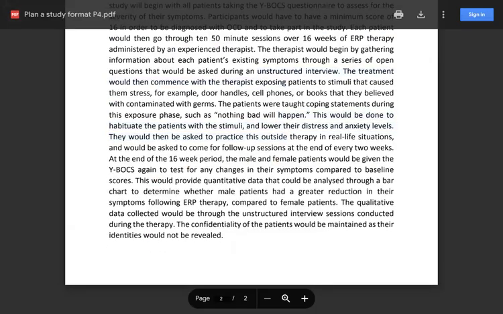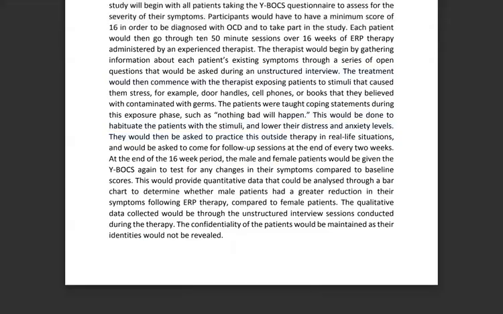This should provide quantitative data. So I have to mention the type of data that I've collected that could be analyzed through a bar chart to determine whether male patients had a greater reduction in their symptoms following ERP therapy compared to female patients. The qualitative data would be collected through the unstructured interview sessions conducted during the therapy.